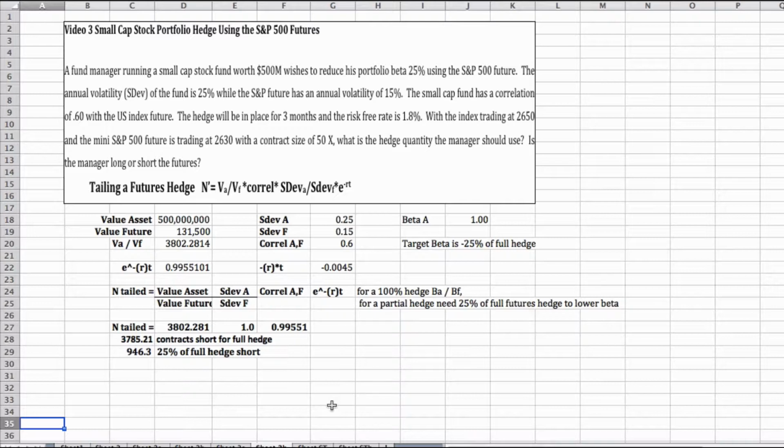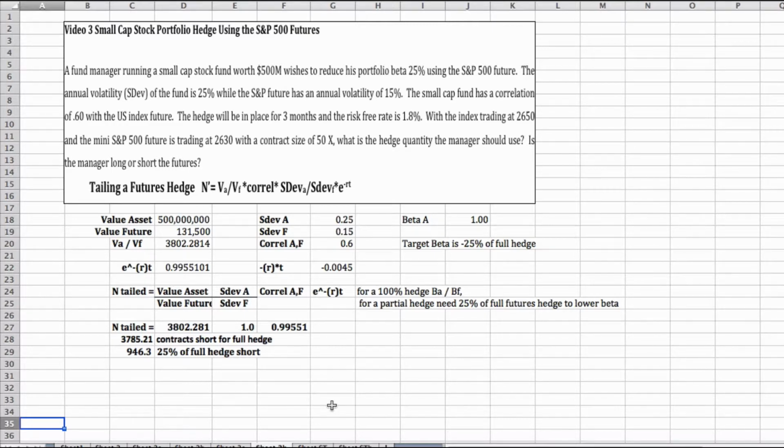we find that the beta of this small cap stock fund happens to be 1. Why? It's 60% correlation times 25% divided by 15%. Turns out to be 1. So our hedge is basically value versus value, and then tail. So value of the asset, 500 million, divided by value of the future, 131,500. You get 3,802 contracts.